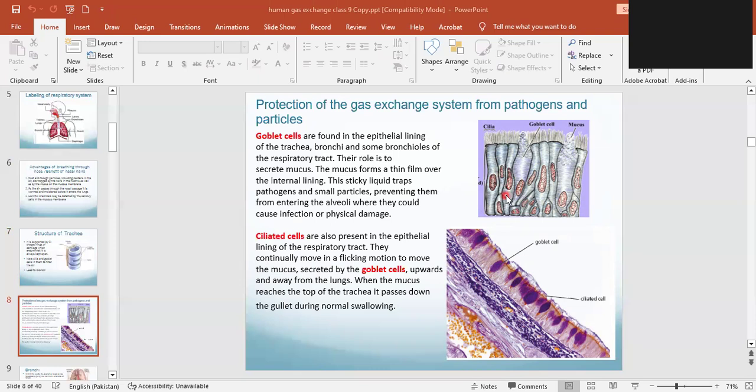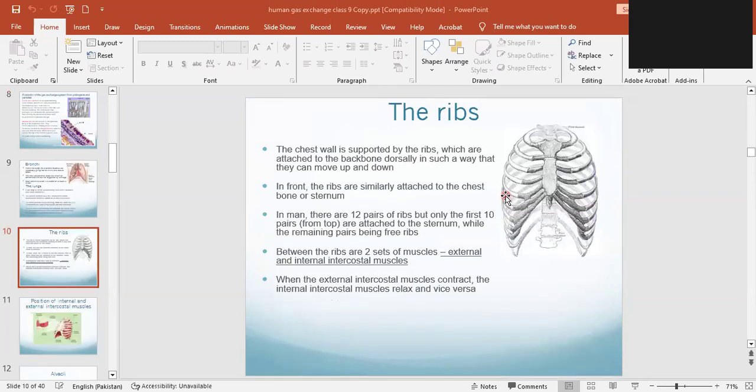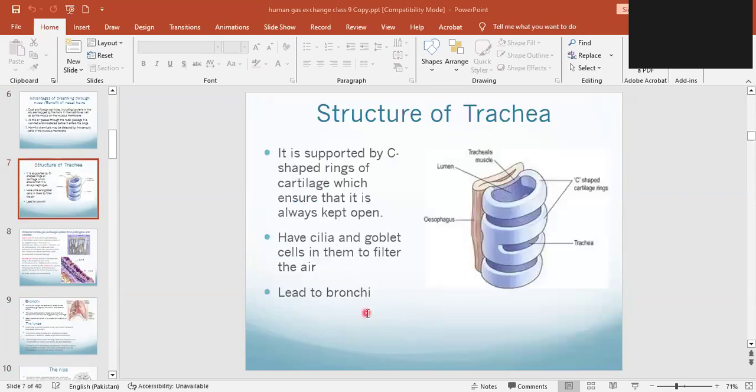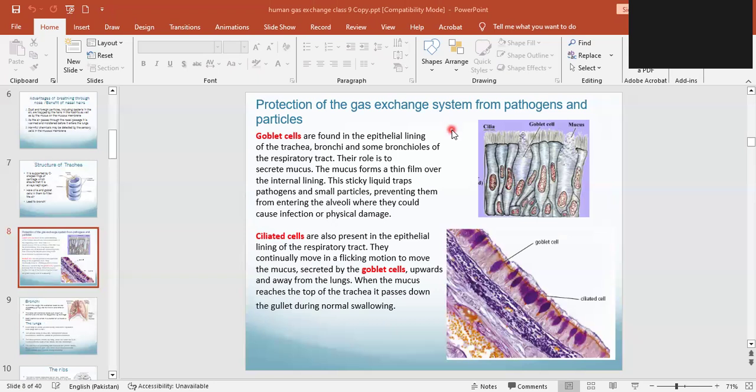So what happens when you breathe in? If any dust particles or pathogens escape from the nasal hair and go into the trachea, the mucus keeps on sticking those substances and pathogens, and the cilia will push that mucus out of the trachea into the mouth, right? So this whole trachea is lined with ciliated cells and goblet cells. And this trachea is leading towards the bronchi.